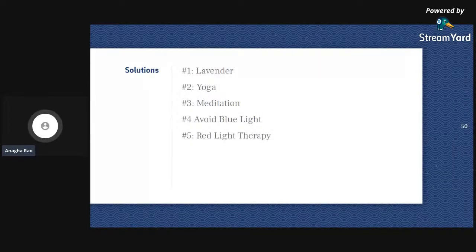Solutions. There are also some solutions that we can use. And we have to use them with sleep hygiene habits, and I will talk about that later. So, lavender scent can promote relaxation, and lavender can increase slow wave sleep and improve our sleep quality. Lavender can allow you to feel more refreshed, and it can help fight insomnia.